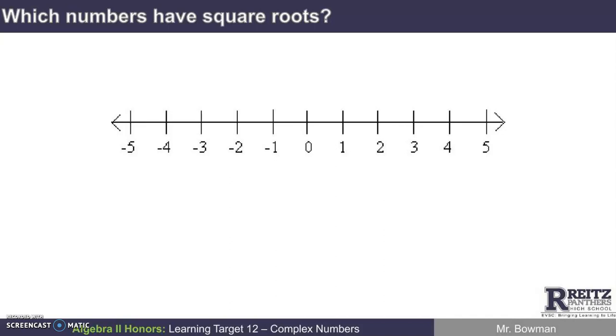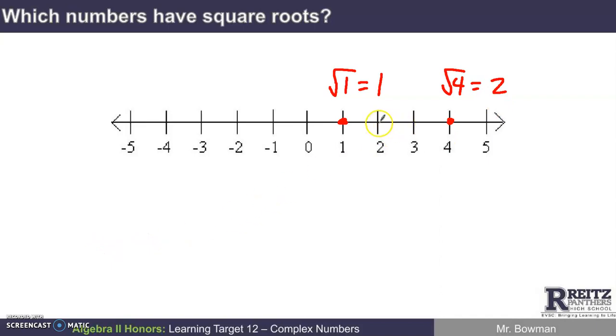So we need a little bit of a backstory here. Which numbers have square roots? Up until today, on the number line, here's one that definitely does. 1 has a square root. The square root of 1 is 1. In fact, I think you could say that 4 has a square root. The square root of 4 is 2.